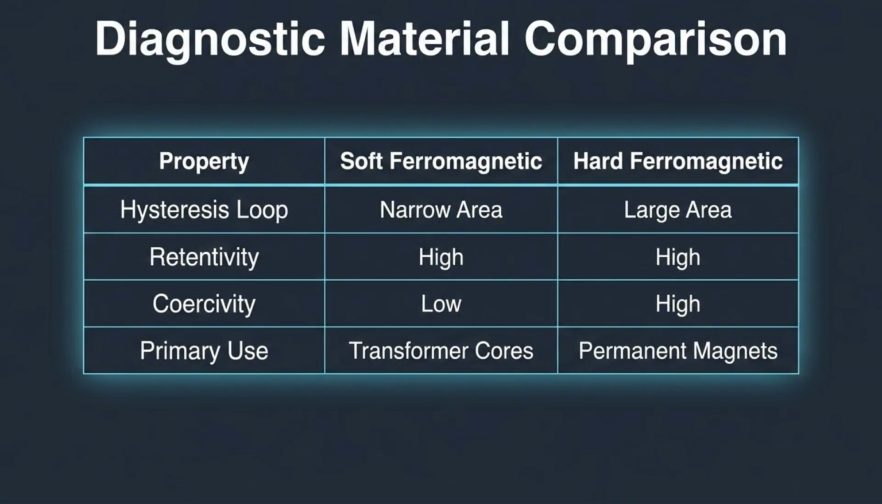Comparing soft and hard ferromagnetic materials reveals key differences. Soft materials have a narrow loop area and low coercivity, making them ideal for transformer cores. Hard materials have a large loop area and high coercivity, making them suitable for permanent magnets.